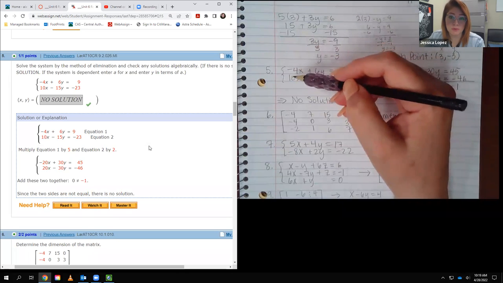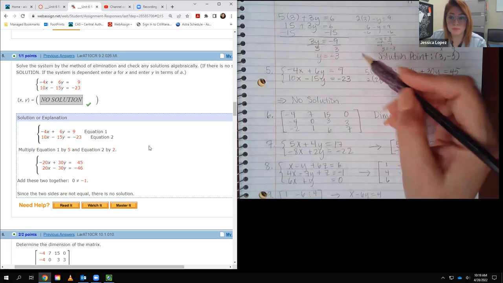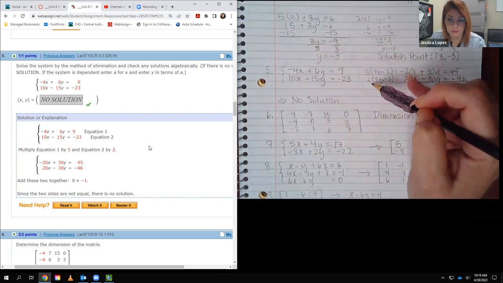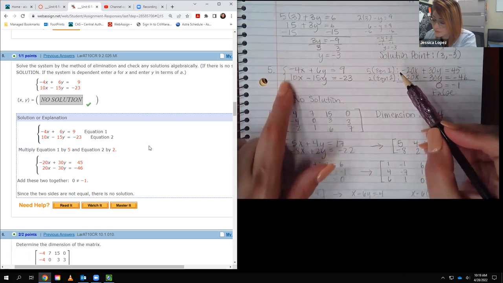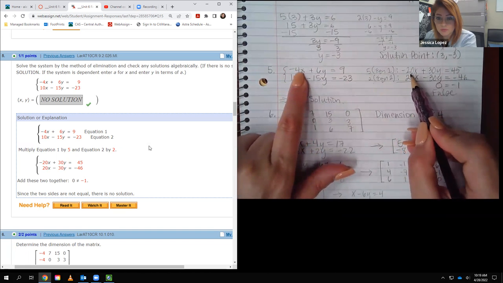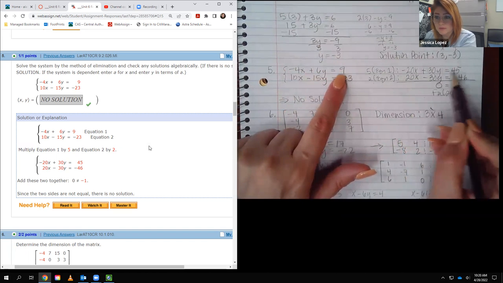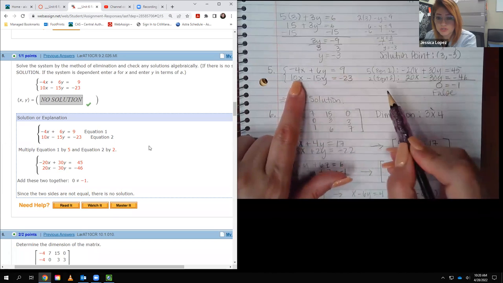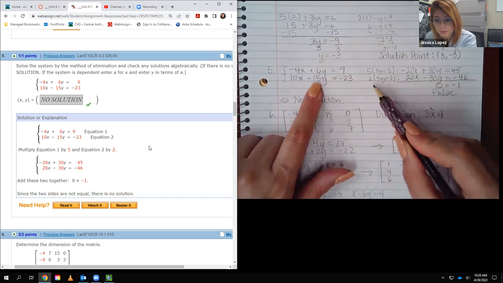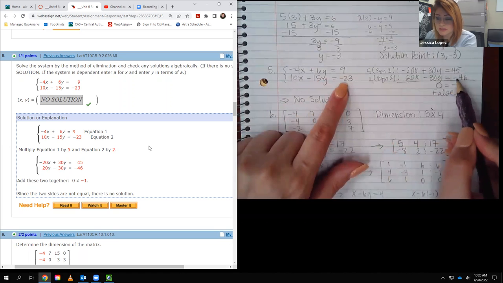But what I did is I tried to make them both 20 because I knew I could multiply by something to make each one of these 20. So for the top one, I multiplied it by 5 because that would give me a 20. And the bottom one I multiplied by 2 because that one would give me a 20, okay? So when I multiply, and they already have opposite signs, so I don't need to make any of these negative. So this multiplied by 5 would be negative 20x. This multiplied by 5 would be positive 30y. And this multiplied by 5 would be positive 45. Then for equation 2, this 10x multiplied by 2 is 20x. Negative 15y multiplied by 2 is negative 30y. And negative 23 times 2 is going to be this negative 46.